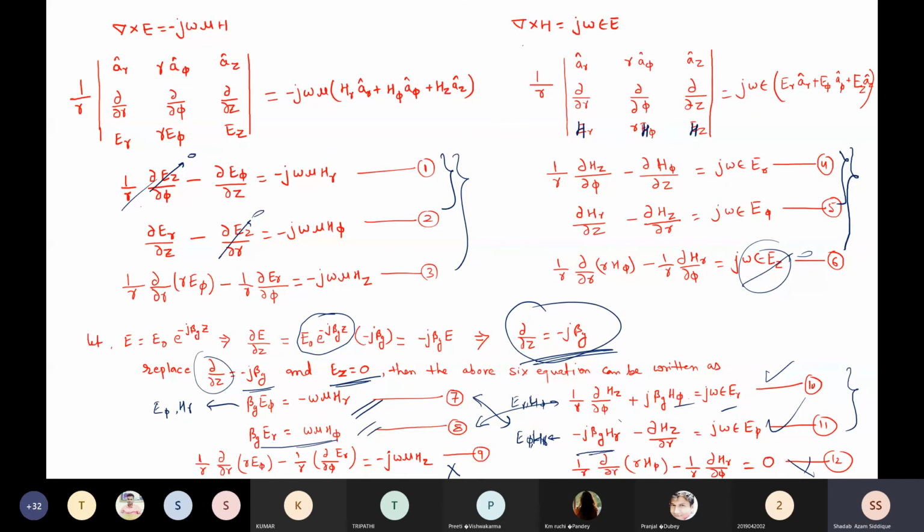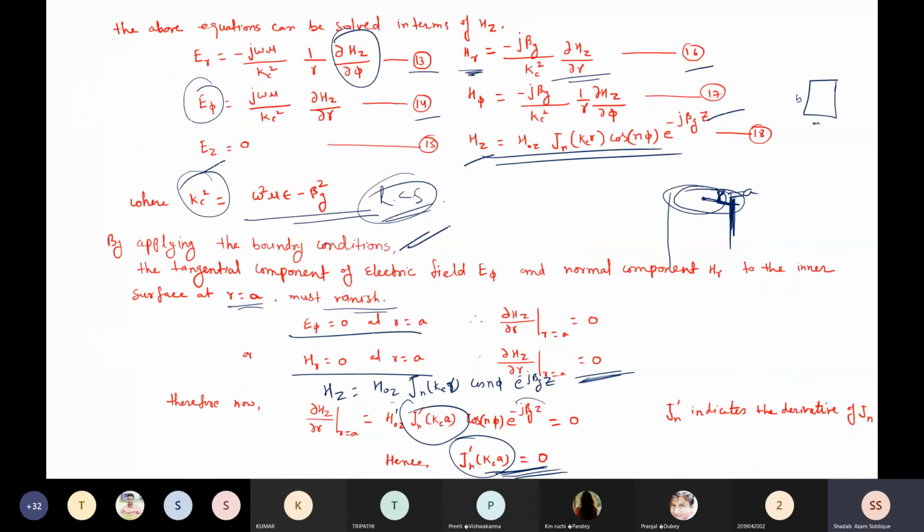By finding that minor, we got the six equations. By substituting del by del z equal to minus j beta g, and substituting Ez equal to 0, we got the six equations again, and of these we have only four equations that are important to us. By solving these equations with the substitution method, we can find Er, E phi, Hr, H phi in terms of Hz, and we can substitute the boundary condition. At the inner surface of the circular waveguide wall, the tangential component of the electric field E phi, and the normal component of Hr, should be equal to 0 at r equal to a.